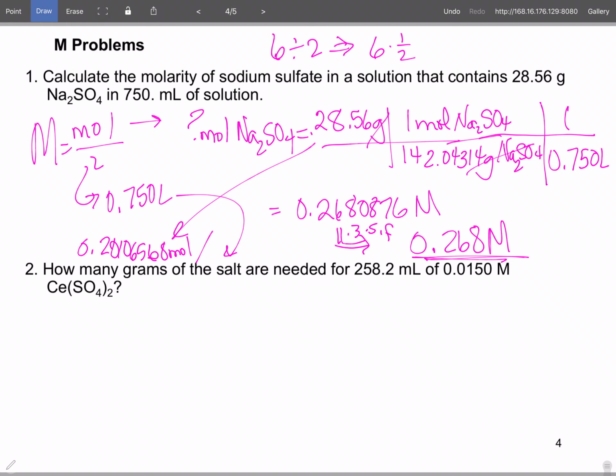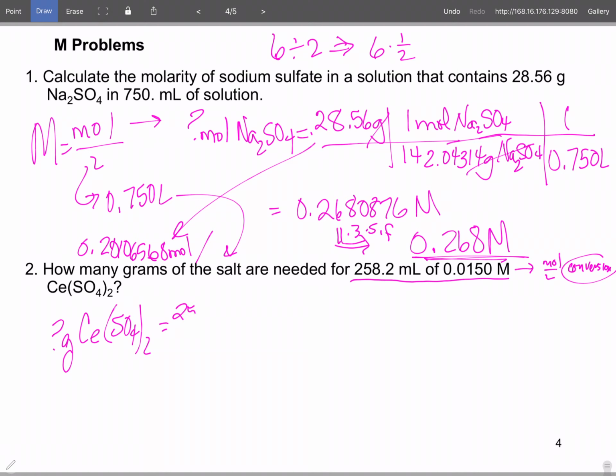All right, so then the second one is we're looking for grams of the salt, which in this case is cerium sulfate, and we've got an amount and a concentration. Now, note, concentration has 2 units. It's moles per liter. So it's actually a conversion. So that is not an amount. If we're working problems, it's easiest to start with amounts.